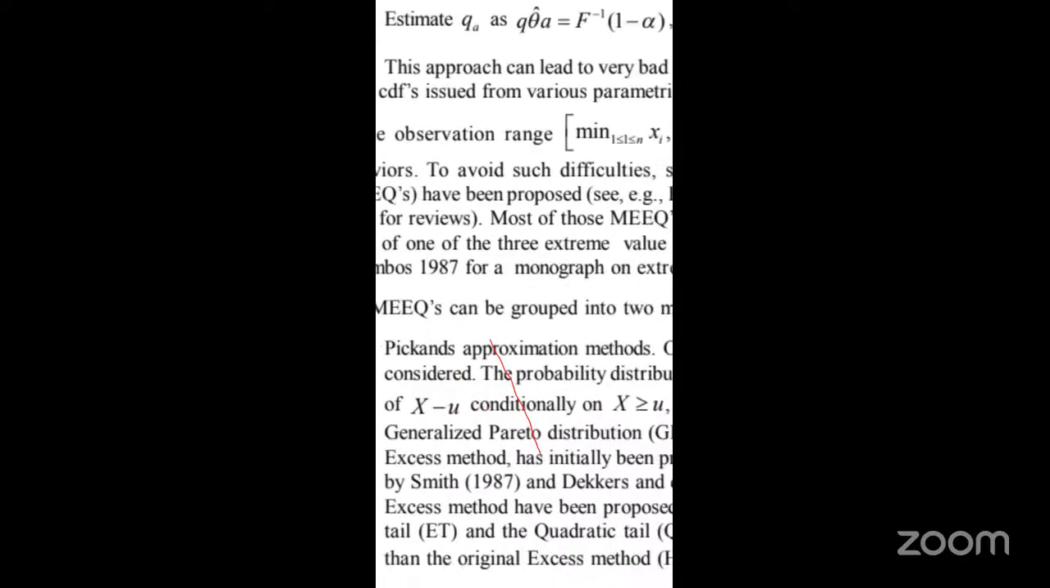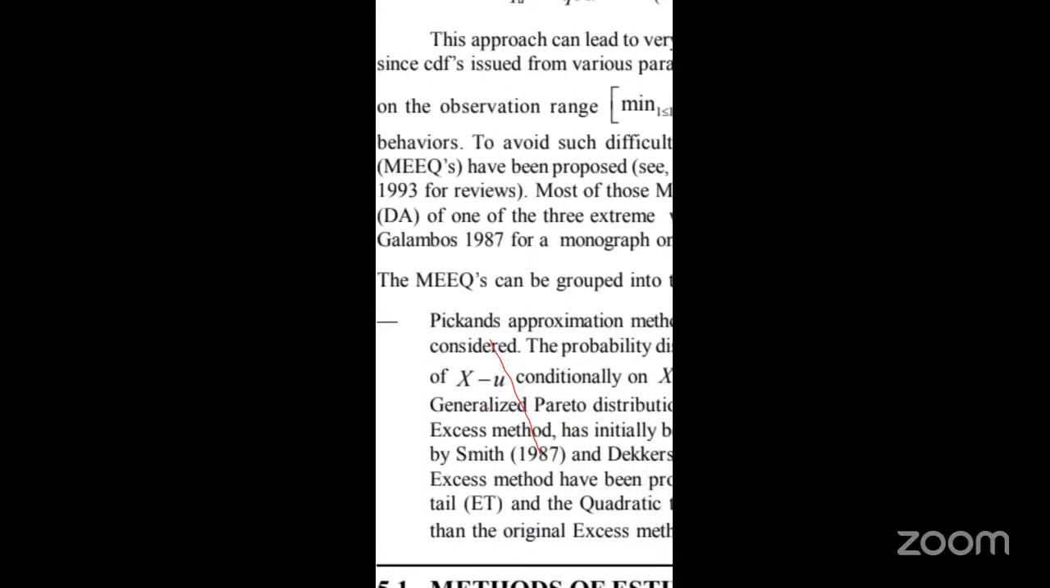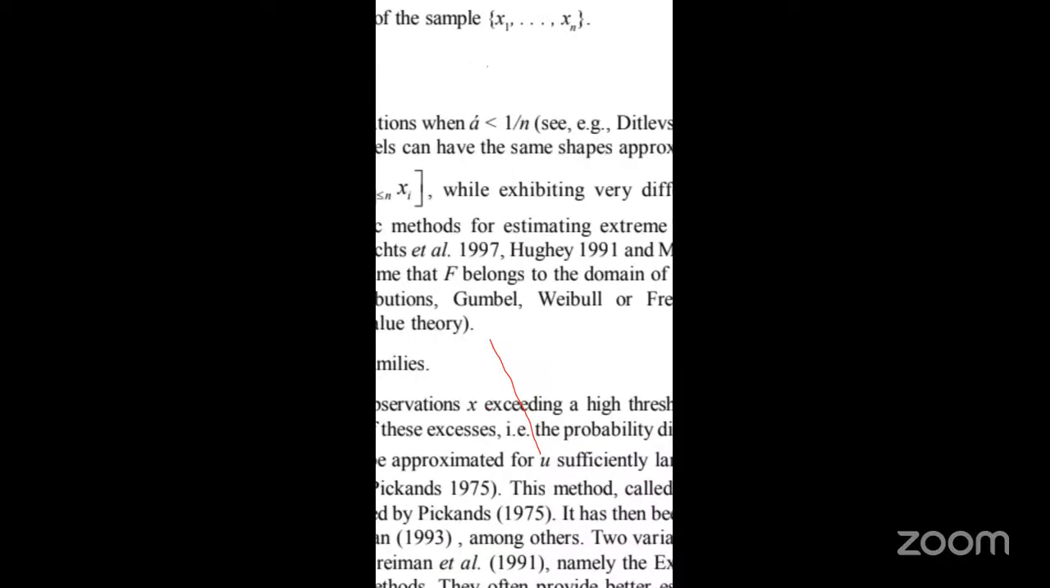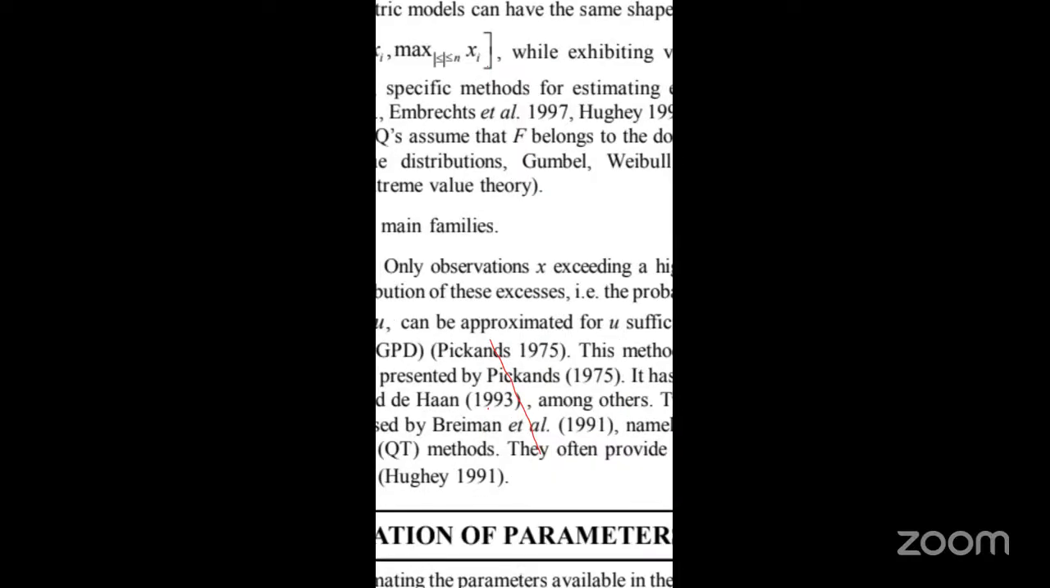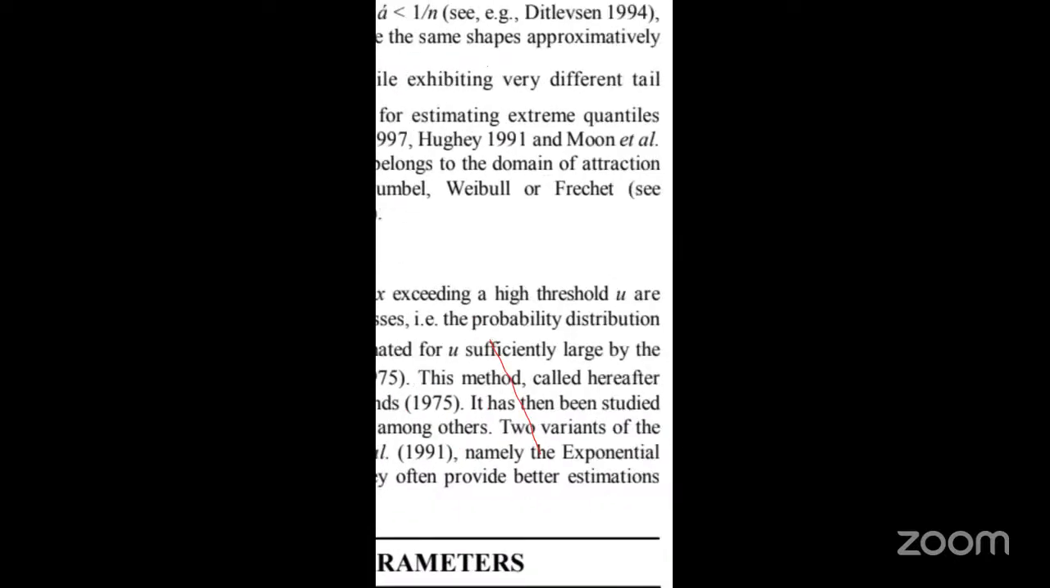So this approach can lead to very bad estimation when alpha is less than 1 by n, as noted by Wilson in 1994. Cumulative distributions issued from various parametric models can have approximately the same shapes over the observation range, minimum x1 to maximum xn, while exhibiting very different tail behaviors. To avoid such difficulties, there are specific methods for estimating extreme quantiles.